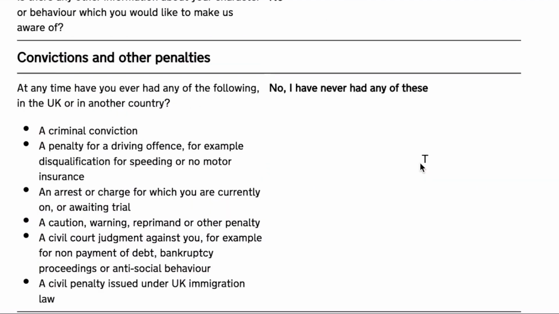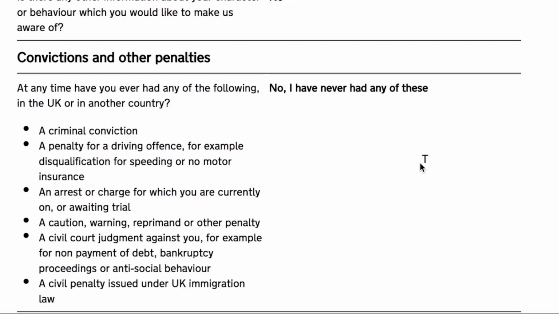Conviction and other penalties. At any time, have you ever had any of the following in the UK or any other country? A criminal conviction, a penalty for a driving offense, for example, disqualification for speeding or no motor insurance. So this is a quite common question, I've been asked it so many times. There are so many people with a speeding ticket and other driving offenses in many countries. I think it's better to mention it here.